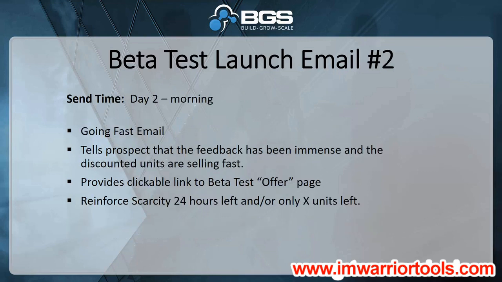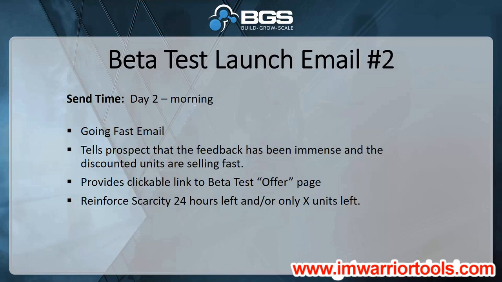Email number 2, sent 24 hours later on day 2 in the morning. This is the going fast email, okay? This is a scarcity email. You want to tell the prospect the feedback has been immense. People have loved the offer, and that the discounted units are selling very fast.